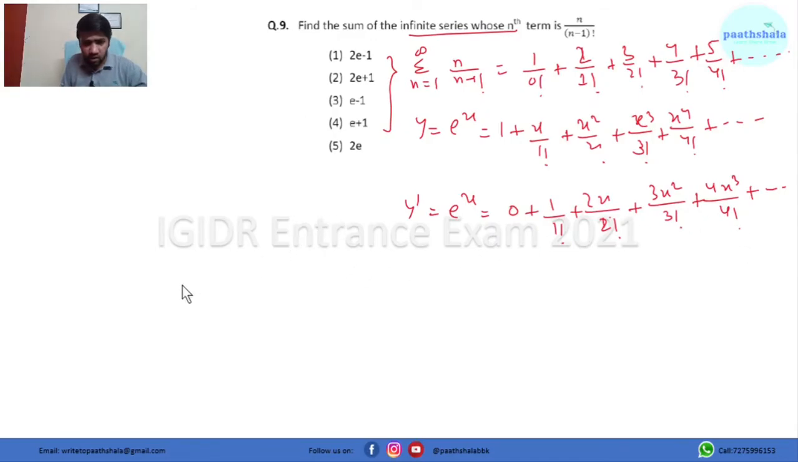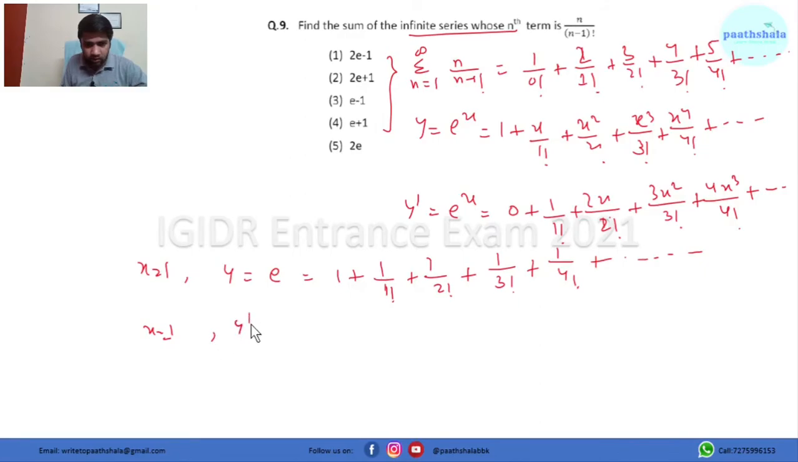Now in place of x, let's put x equals 1. We get the first expression: y equals e, which is 1 plus 1 upon factorial 1 plus 1 upon factorial 2 plus 1 upon factorial 3 plus 1 upon factorial 4, and so on. Similarly, if I put x equals 1 in y dash, this comes out to be e, which is 0 plus 1 upon factorial 1 plus 2 upon factorial 2 plus 3 upon factorial 3 plus 4 upon factorial 4. Now add both the expressions.